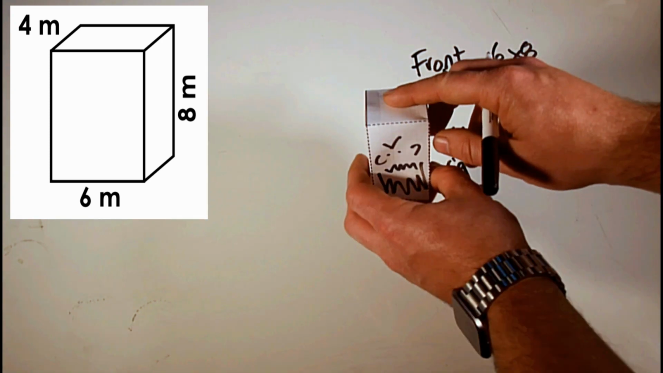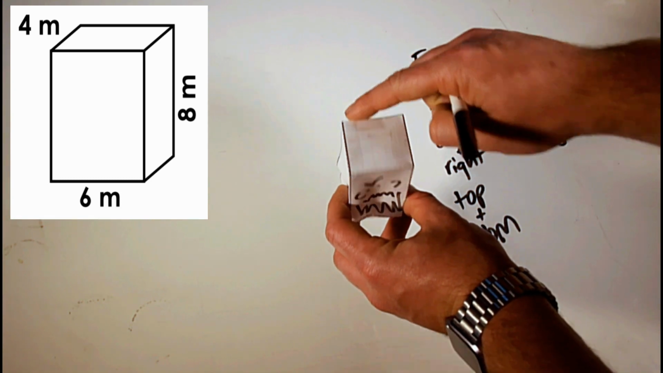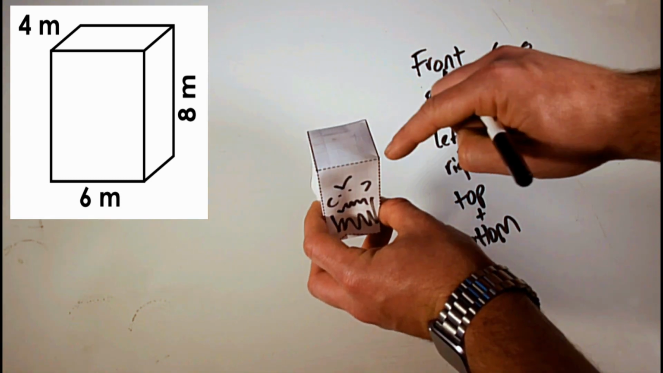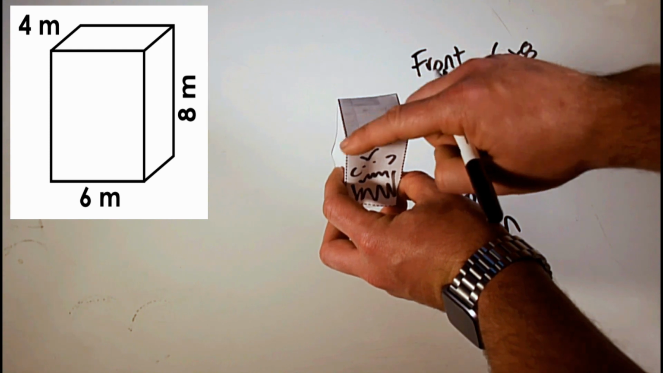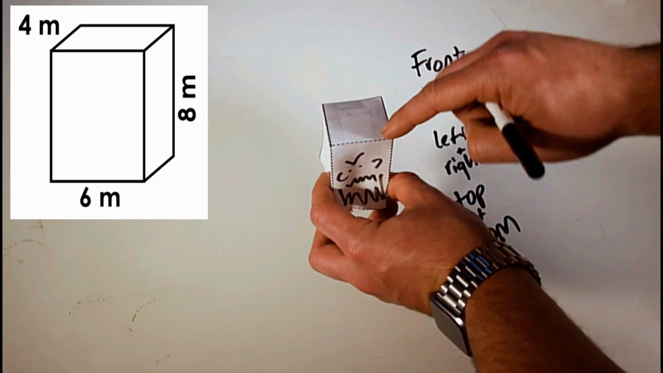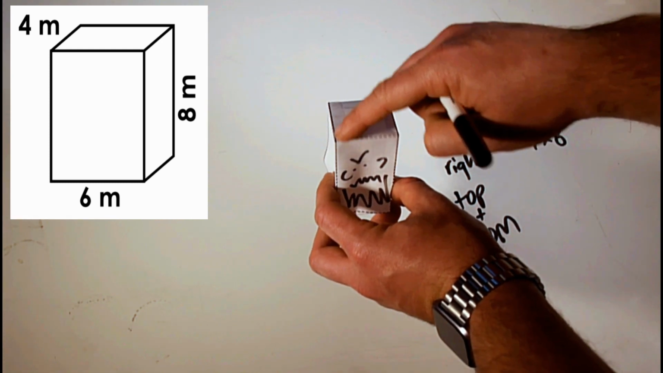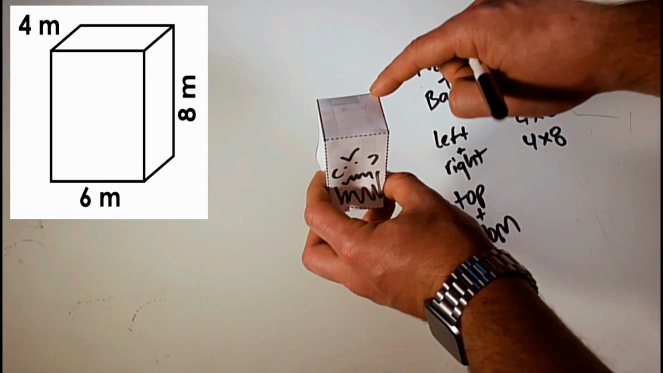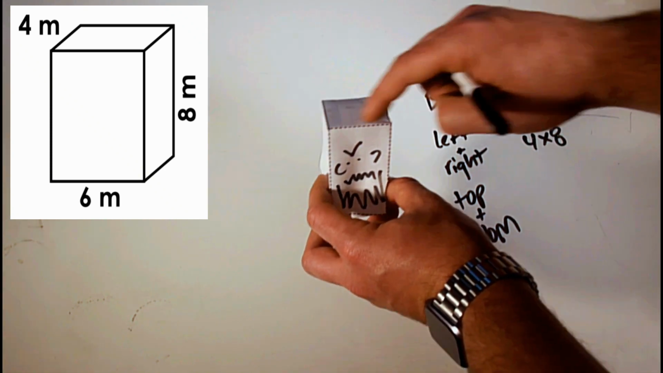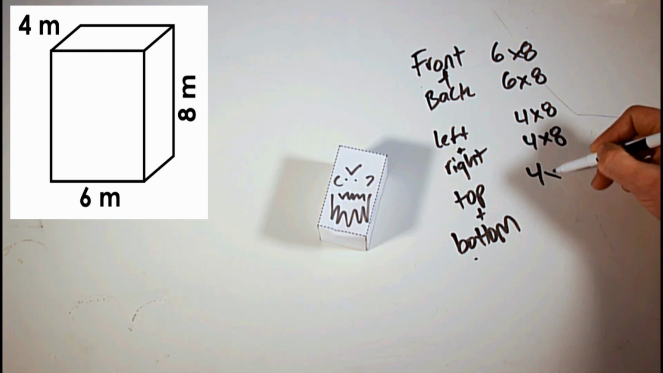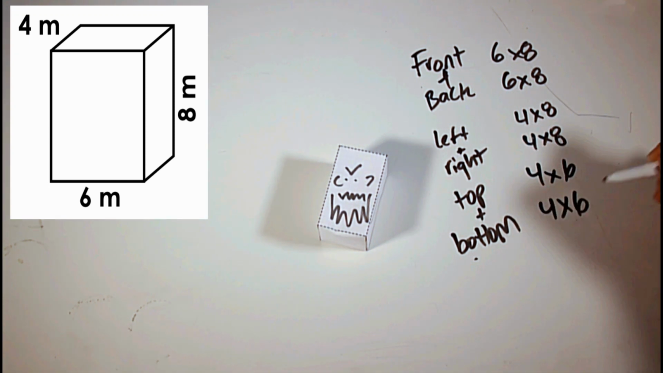And then our top and our bottom. We know this line is 4, and then this front line is 6. Again, perpendicular. We can do these two if we want. We can do these two if we want. This is 4, this is 6. This is 4, this is 6. So 4 times 6. And we do that again for the bottom.